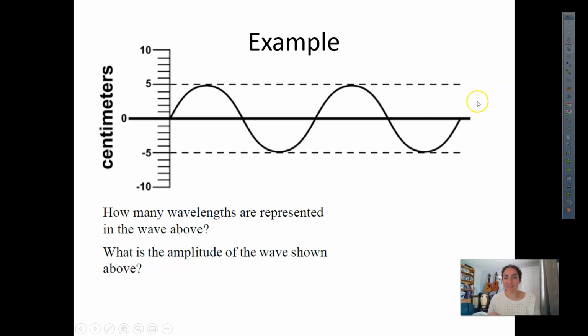As always, it's fun to stop the video. In class, I would have you stop and do this. And here are my questions, right? First question, how many wavelengths are in here? And what's the amplitude of this wave? Why don't you take a quick second and stop and answer these 2 questions and see what you think. Pause the video for a second.